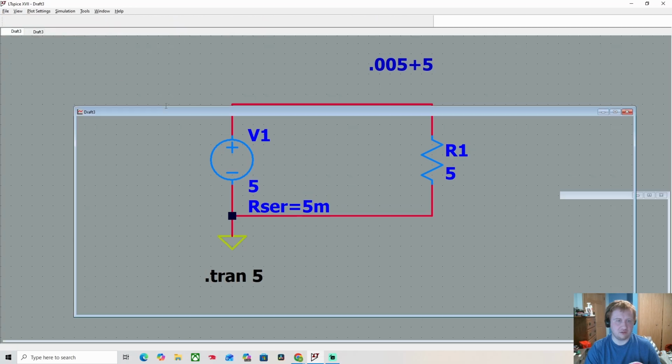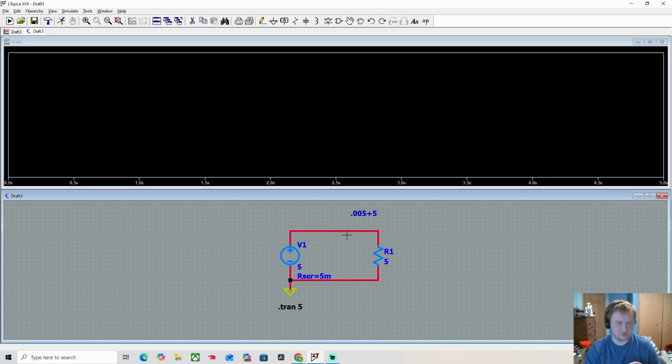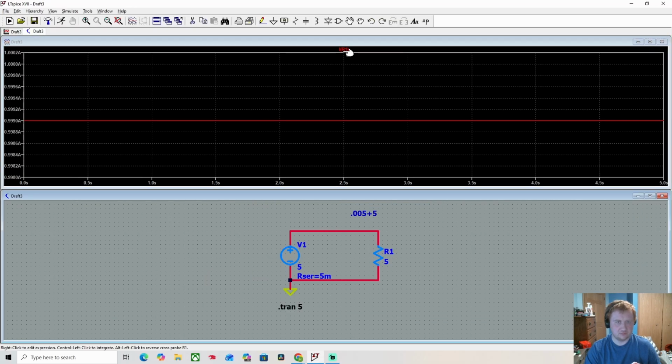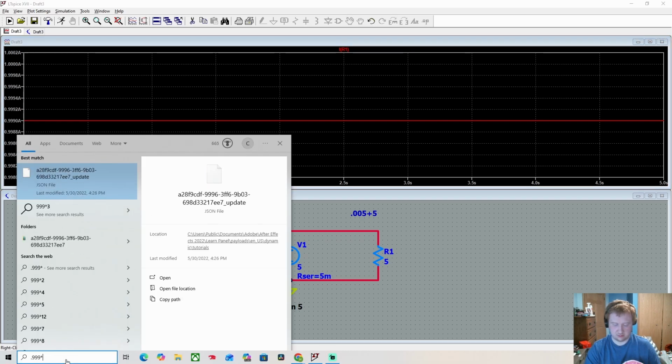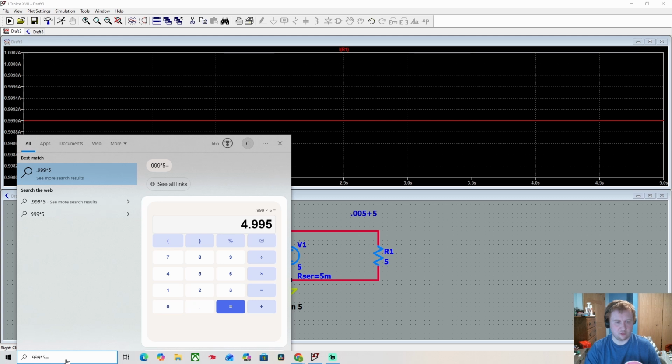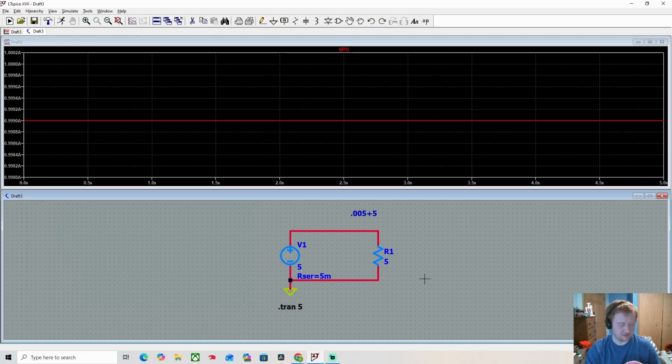which, oops, I am still in run mode. Let's see if that's right. Yep, 999 milliamps. So if you take your 999 milliamps and you multiply it by the voltage again, you're going to get 4.995 watts.